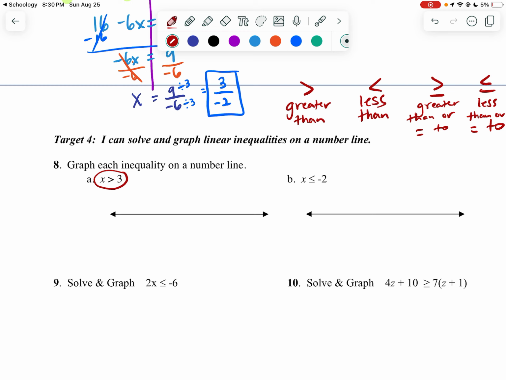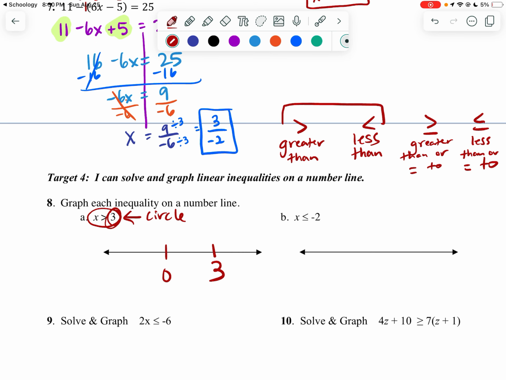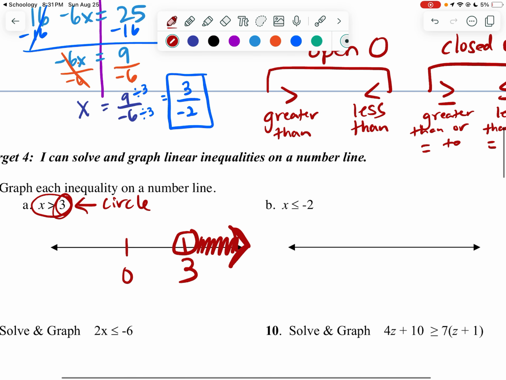So when we're graphing, I typically just like putting 0 somewhere in the middle and then put this number where it belongs. So like 3 is bigger than 0, so I'd put 3 here. Okay, this is where you always put your circle. Okay, so remember we're going to use, for these two, open circles. For these two with the or equal to's, we use closed circles. Okay, so 8a, that's just a greater than symbol. There's no line under it, so I'm going to put an open circle, and then that's greater than. So it's all the numbers that are greater than 3, 4, 5, 6, 7, infinity. Okay, so that's what that would look like.